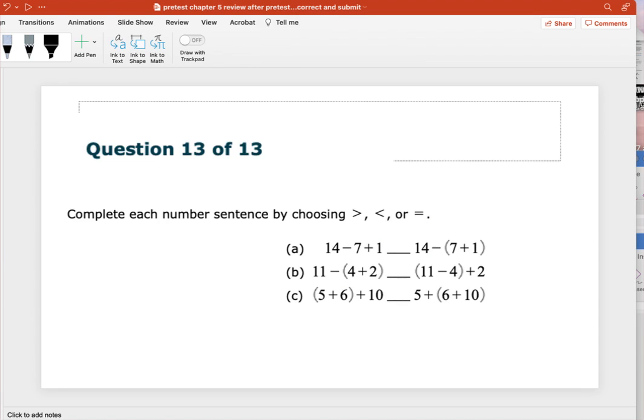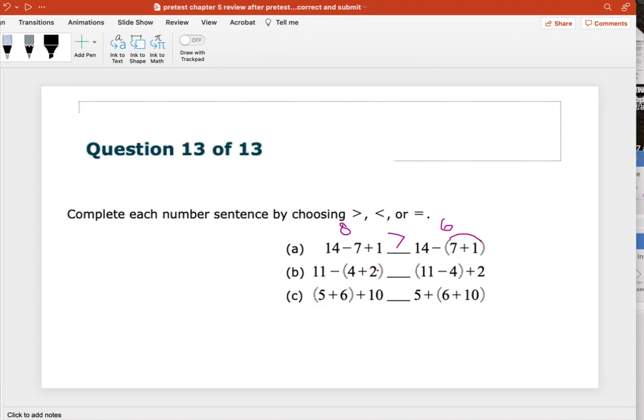And the last problem, complete each number sentence by choosing greater than, less than, or equal. When I do this math on the left-hand side, 14 take away 7 is 7, plus 1 is 8. 14 take away, now I have to do this first. 7 plus 1 is 8, 14 take away 8 is 6. The sign is going to be a greater than sign.